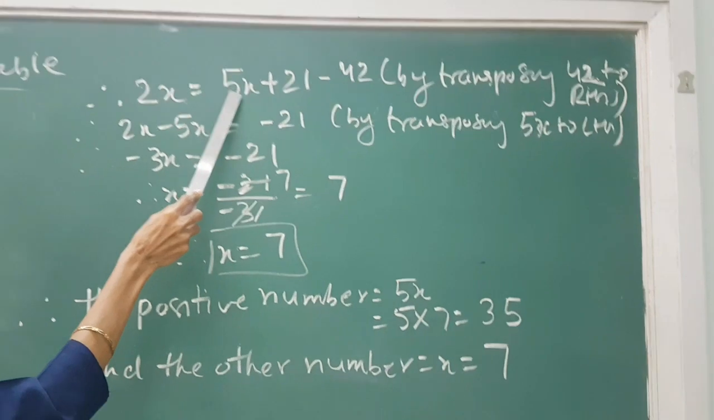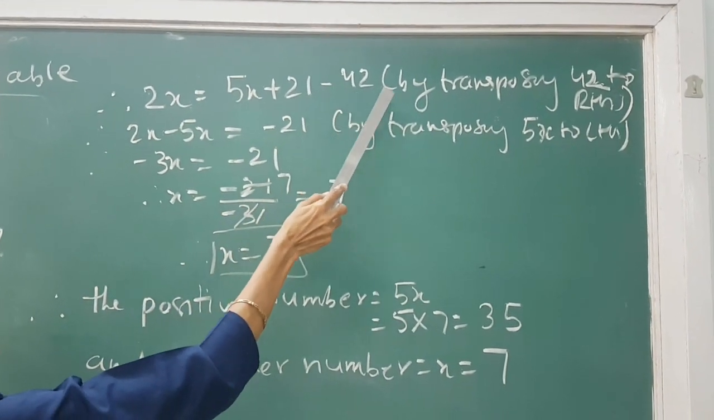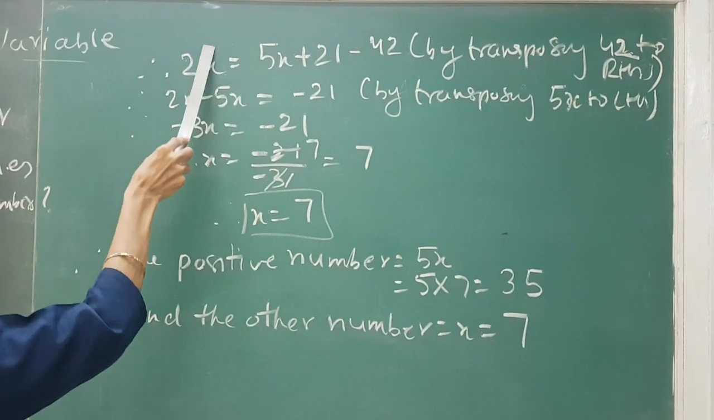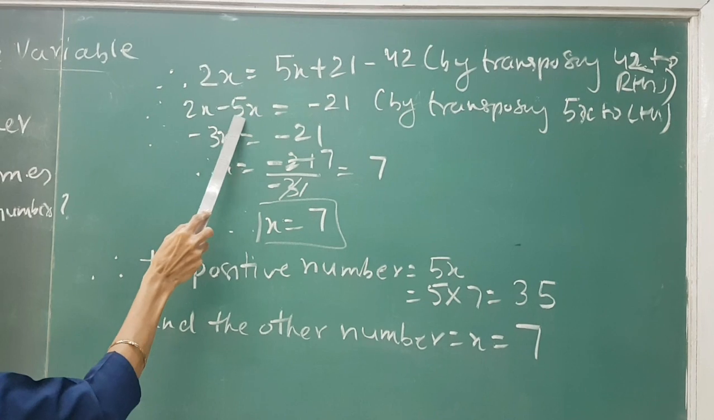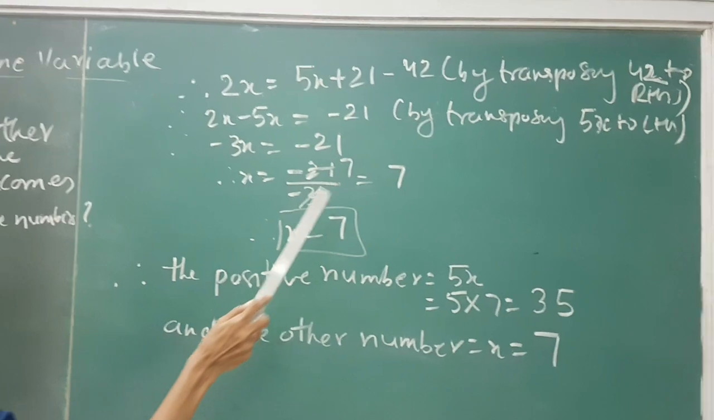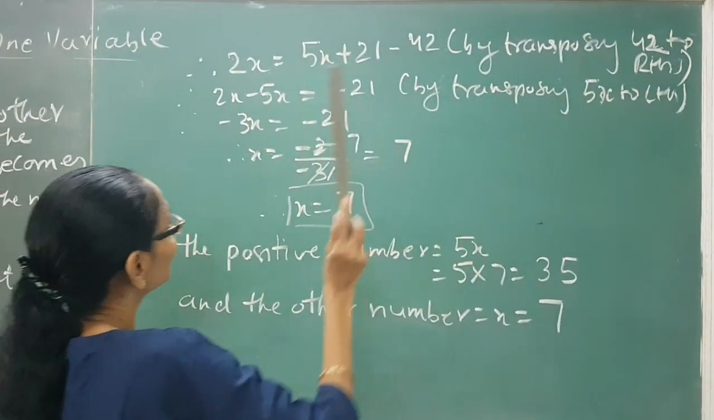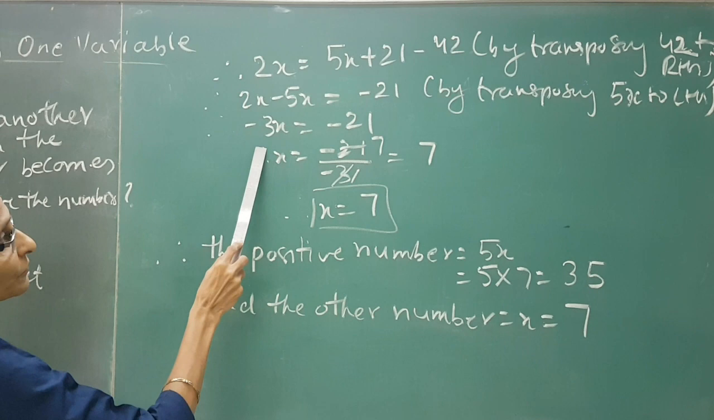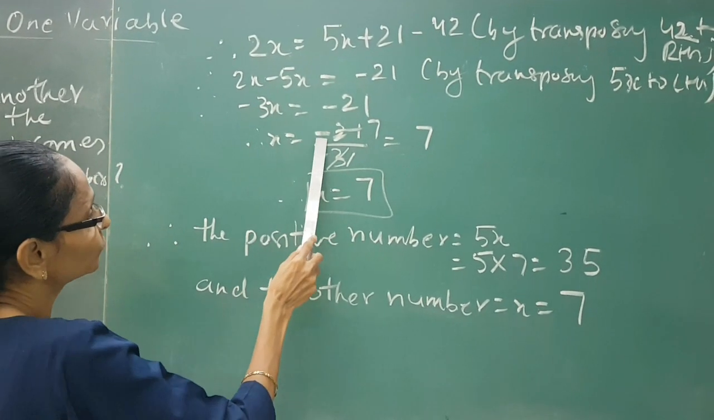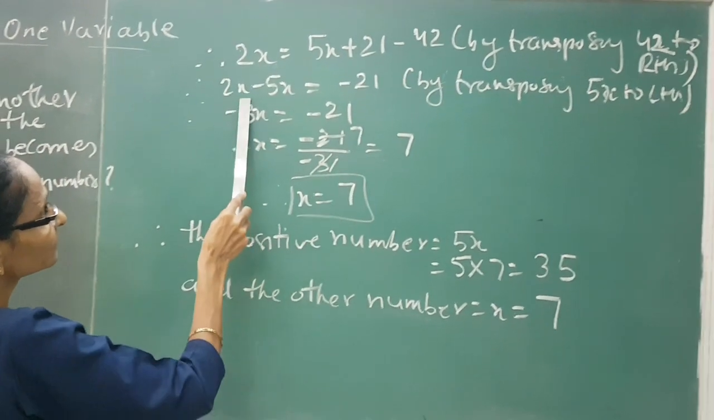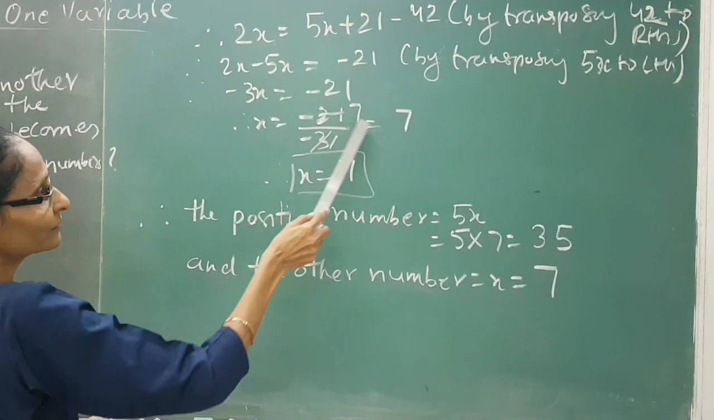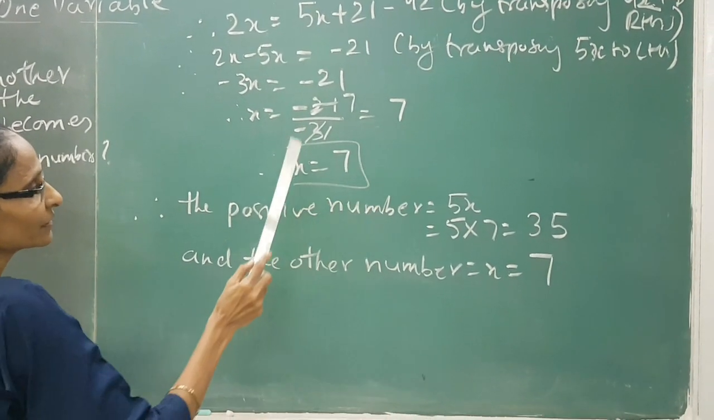Therefore 2x is equal to 5x plus 21 minus 42 by transposing 42 to the RHS. Now again I will bring this 5x to LHS. Therefore 2x minus 5x is equal to 21 minus 42, which is minus 21, by transposing 5x to LHS. Therefore 2x minus 5x is minus 3x is equal to minus 21. Therefore x is equal to minus 21 upon minus 3. 3 ones are 3, 3 sevens are 21. Both minus, minus is plus. Therefore x is equal to 7.